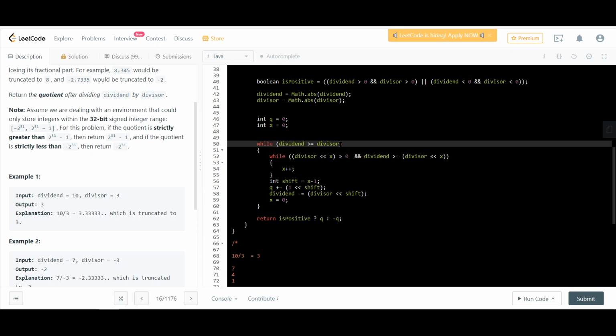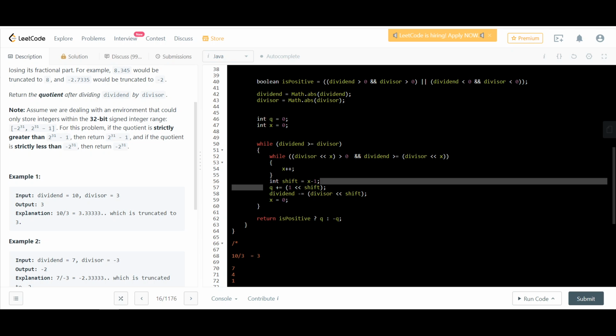So 4 is greater than 3, yes. We come here, 4 is greater than 3, make x 1, which becomes 6. 4 is not greater than 6, so x equals 1 is not working, so shift 0 was working. Shift 0 means just multiply by 1, that means q plus equals 1 here. So the quotient goes from 2 to 3, and the dividend becomes 4 minus 3, 1. Come out to the outer loop, 1 is not greater than 3, you break. So our total quotient is 2 plus 1, which is 3, and we return 3.